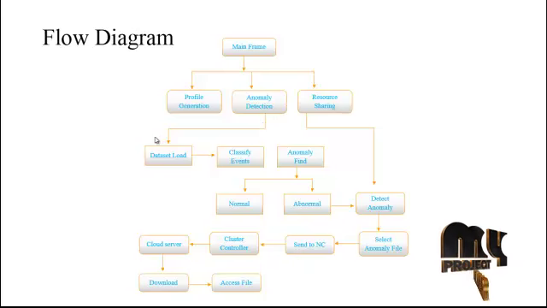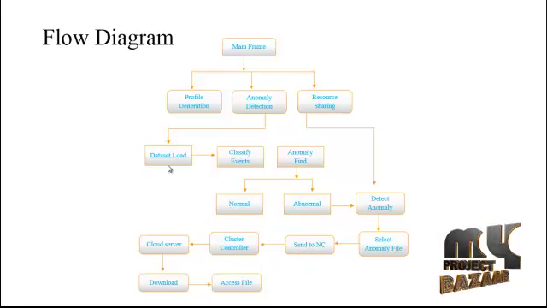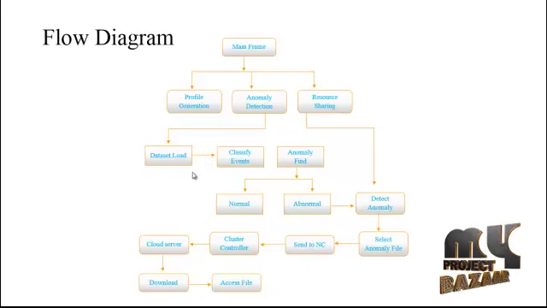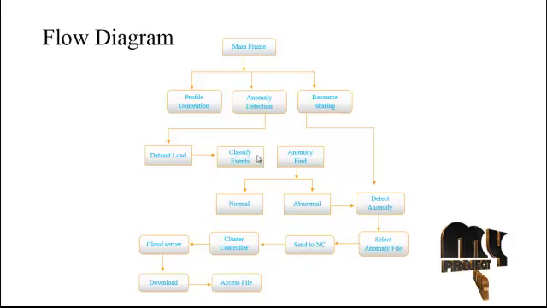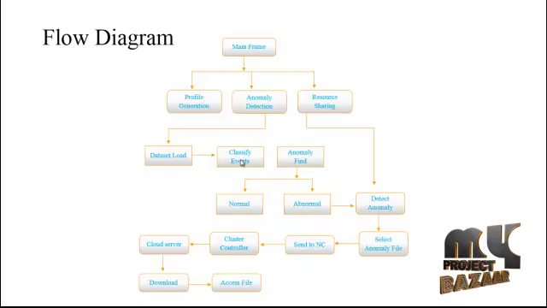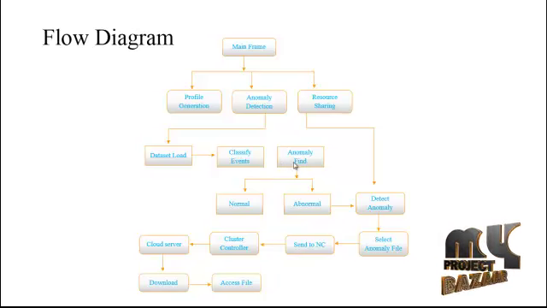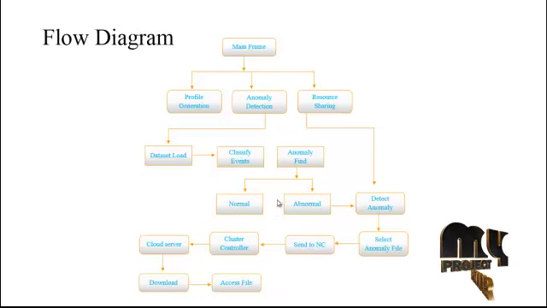The anomalous detection is nothing but selecting any dataset. In this process the DARPA dataset is loaded into the database. After the database loading, the data is pre-processed. After the pre-processing, the data is classified into events. After the classification, we will find the anomalies. The classify events or anomalous detection has two parts: one is the normal event and one is the abnormal event.